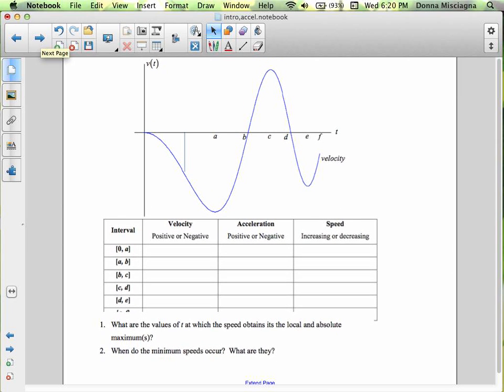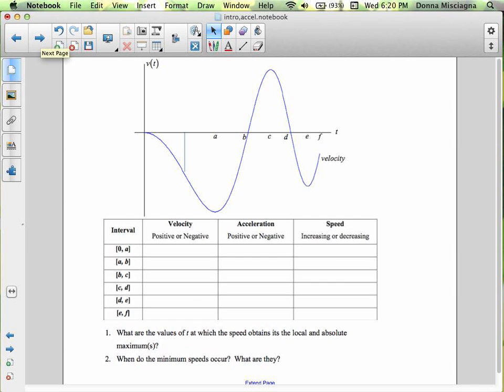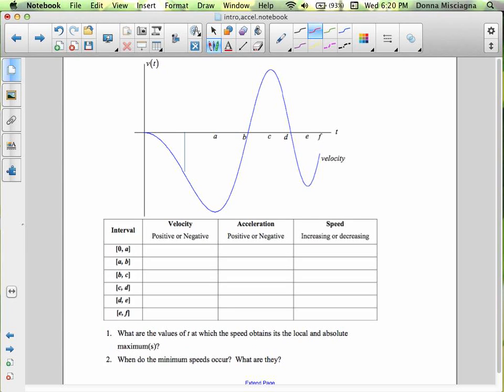Whenever you have a problem like the graph here, and a question on a graph, the first thing to do is identify what this is a graph of.